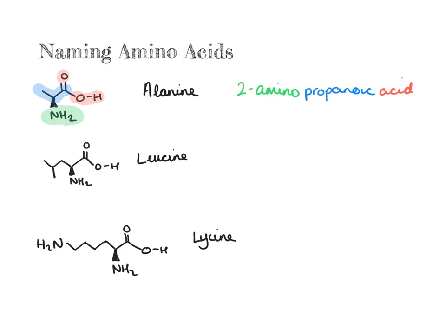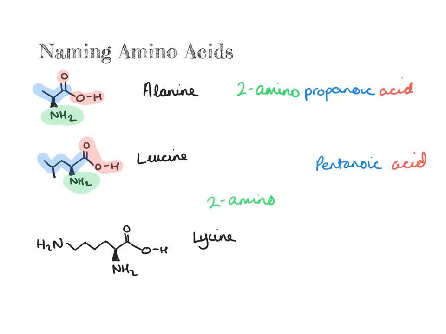So we do the same very quickly with leucine and lysine, just to get used to how you name them, and then that should be fairly straightforward. So in leucine, the carbon chain that has got the carboxylic acid in it is 1, 2, 3, 4, 5 carbons long, so it's going to be based on pentanoic acid. And then coming off carbon 2, we've got an amine group, so again it's going to be 2-amino.